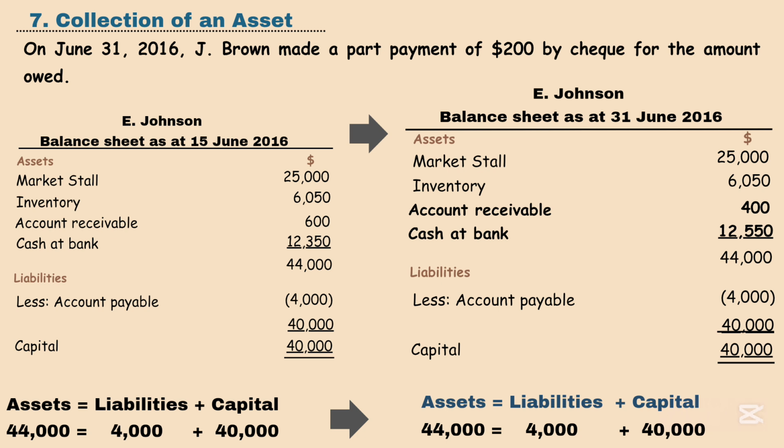The accounting equation stays balanced because cash increased by $200 and accounts receivable decreased by the same amount.